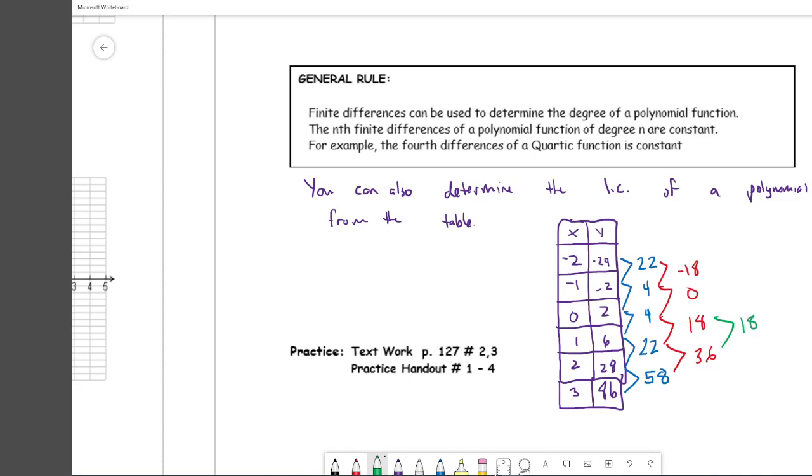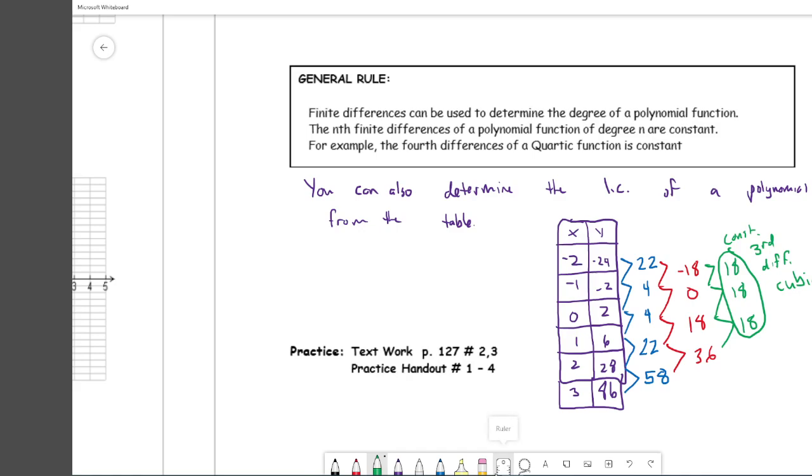36 take away 18 is 18. 18 take away 0 is 18. 0 take away negative 18 is also 18. So we have three constants. So we have the constant third difference, and that means we're looking at a cubic. Okay, so far so good. We knew that because I created it as a cubic.